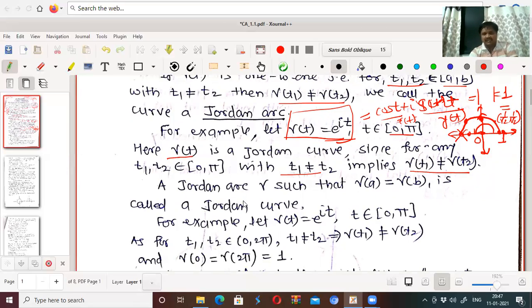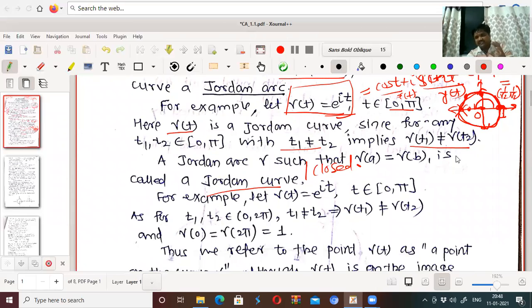A Jordan arc gamma such that gamma at a equals gamma at b is called a Jordan curve. It means if this curve intersects only at the initial and terminal points, then it is called a Jordan curve. So a unit circle is called a Jordan curve. No doubt it is a closed curve, but we call it a curve also. So a Jordan curve means a closed curve which intersects itself only at the end points, not at other points.